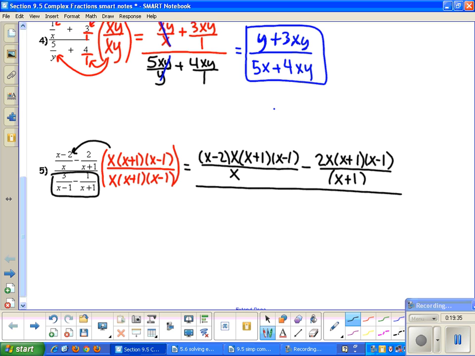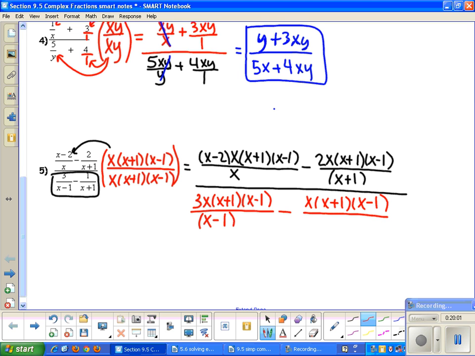So that's going to be all divided by, so now I'm going to do the second part, which would be 3x times x plus 1 times x minus 1, all divided by x minus 1. And then minus, and the next one is going to give you 1 times all of that, so it's just x times x plus 1 times x minus 1 all over x plus 1.